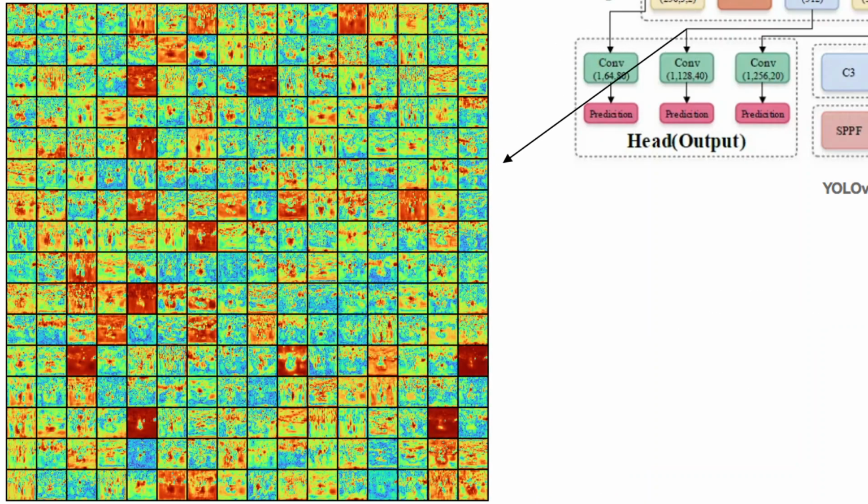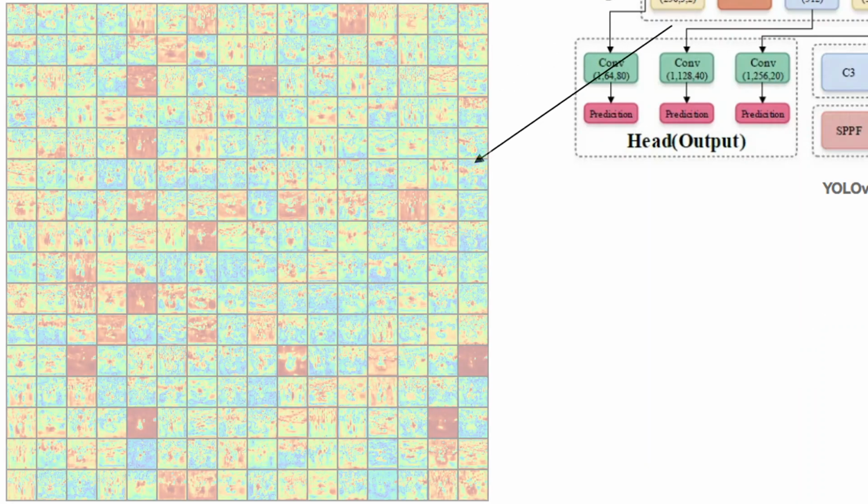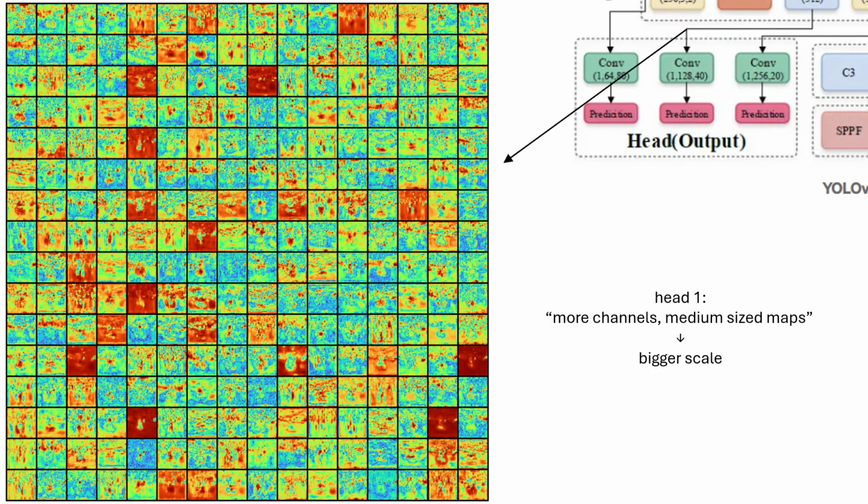Then we go to the head 1, and here you see, I'll go back, that the pictures, the rectangles, are a little bit smaller. That's true. Now we've got medium-sized maps, so a little less pixels, but we've got more channels. The amount of maps, the amount of features, is bigger. So we're now looking at the picture on a somewhat bigger scale.